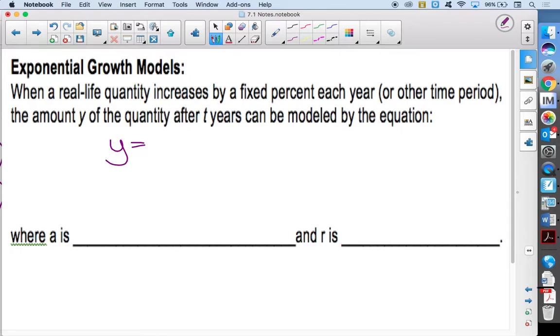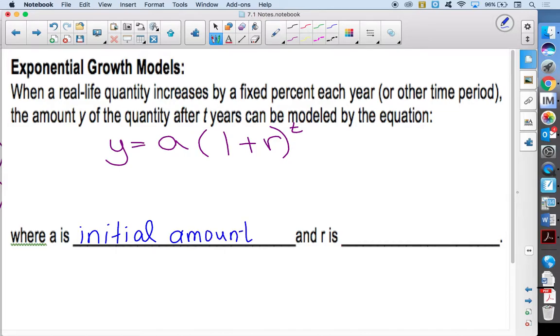So the equation for an exponential growth model still has an a. And then in parentheses, there's 1 plus r. And then the exponent is going to be a t, since we're talking about time. A is the initial amount. That's what you start with. So if we're starting with the population, my initial amount of the population would be based off of whatever year you're starting at. So A is what you start with, your initial amount.